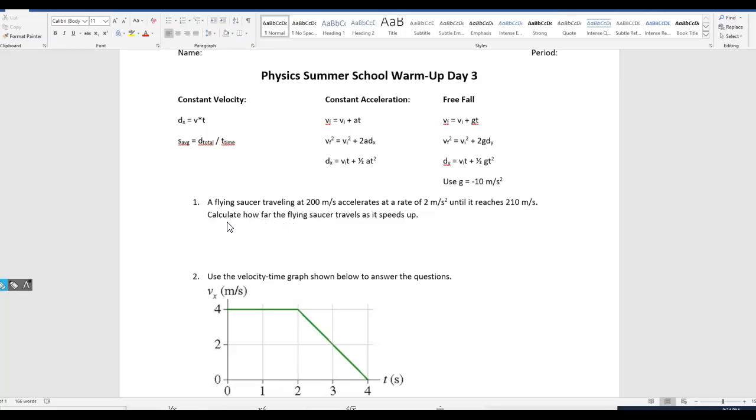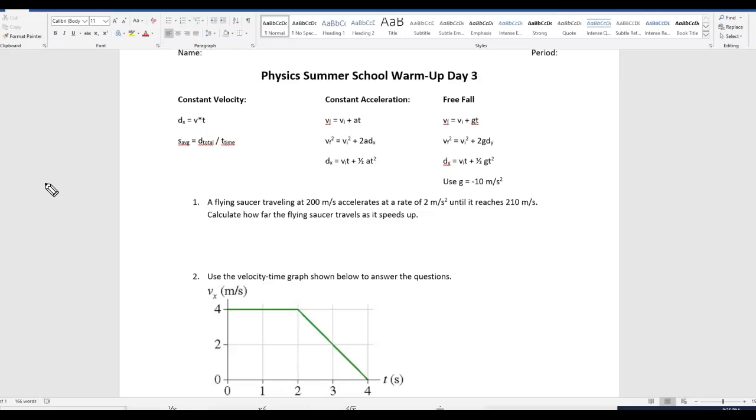And question number 1 says a flying saucer traveling at 200 meters per second accelerates at a rate of 2 meters per second squared until it reaches 210 meters per second. Calculate how far the flying saucer travels as it speeds up. Okay, so I want you to pause it here and see if you can answer this question on your own, and then record your answer before I go over the question.